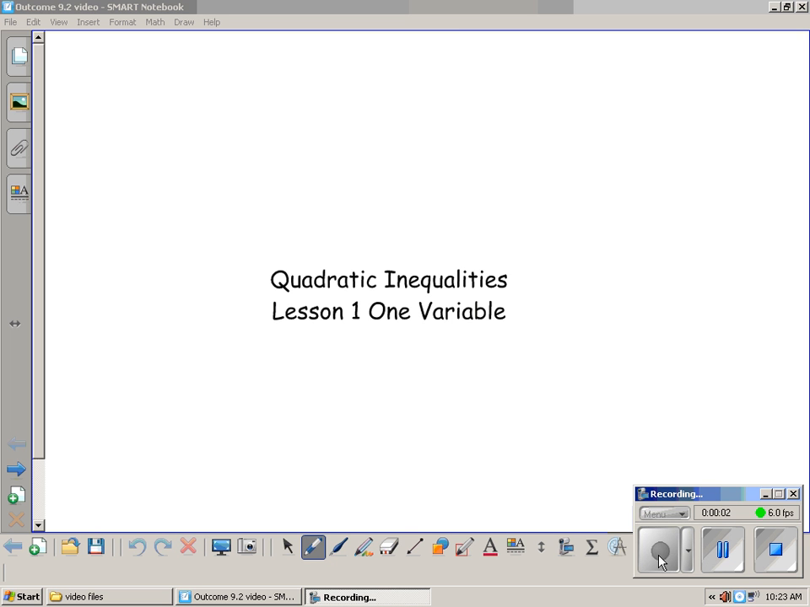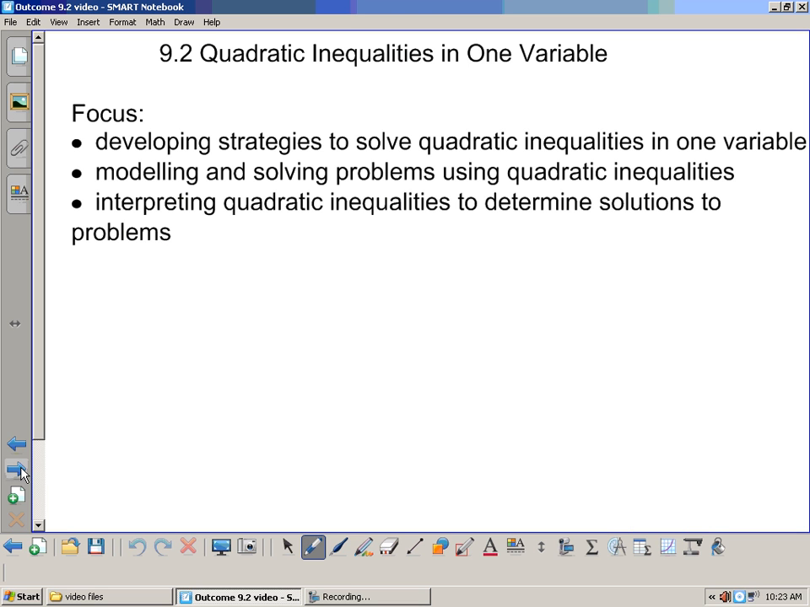Quadratic Inequalities, Lesson 1, One Variable. This lesson will focus on developing strategies to solve quadratic inequalities in one variable, modeling and solving problems using quadratic inequalities, and interpreting quadratic inequalities to determine the solutions to problems.